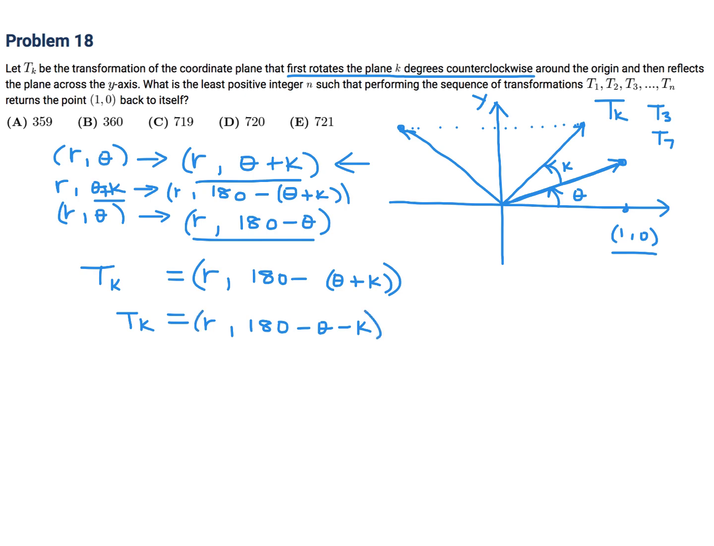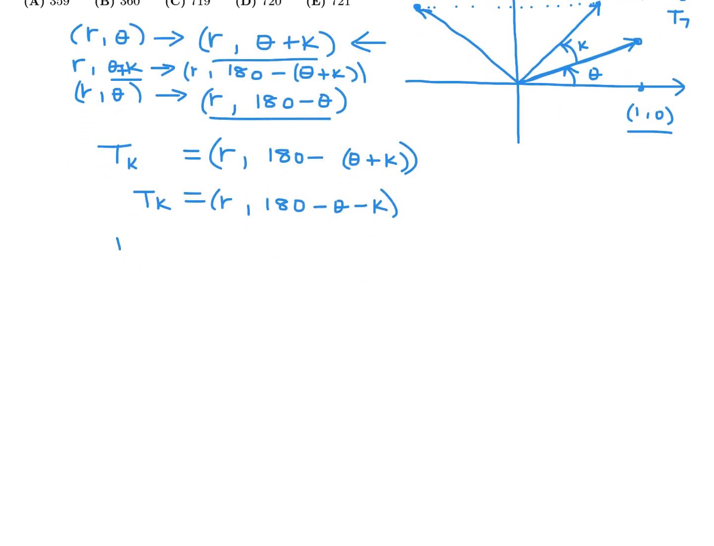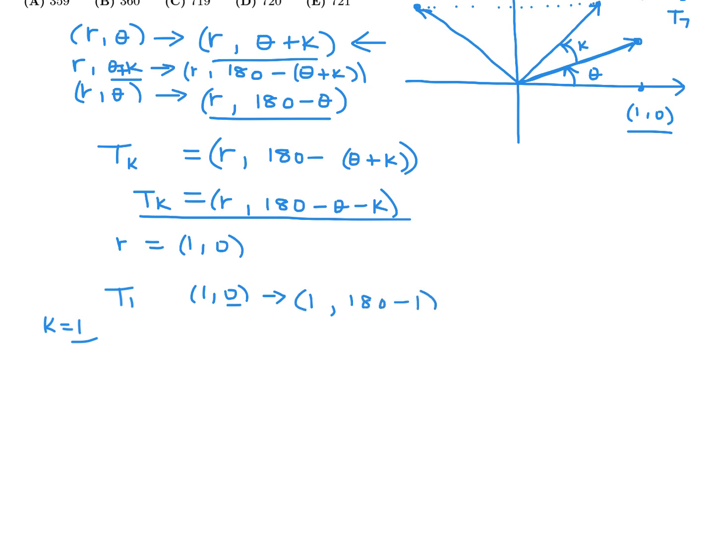You got it? So let's extrapolate this now, because we have to do this numerous times. So our initial point is (1, 0). And then we have our t1. So t1 is when k is 1, right? So that means (1, 0) would then go to, if you use this formula right here, 180 minus theta, which in this case is 0, minus k, which is 1. So 180 minus 1, which is 179. Got it? So now let's do this again. k equals 2 this time.